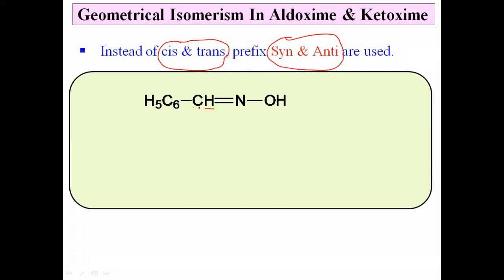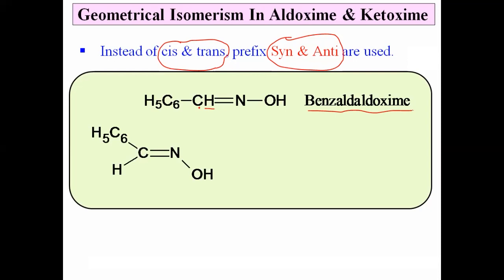Now let us see how that aldoxime has geometrical isomerism. Actually that compound is called benzaldoxime. या कंपाऊंडचं नाव आहे benzaldoxime because it is prepared by using benzaldehyde. हा benzaldehyde पासून तयार होतोय, and hence it is called benzaldoxime. Let us see how it shows the geometrical isomerism.